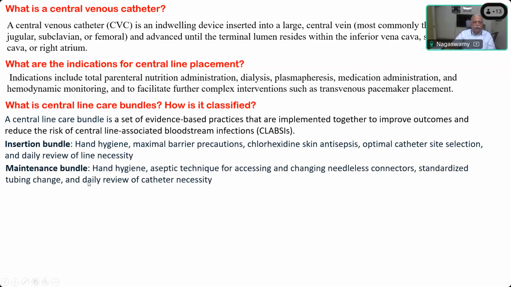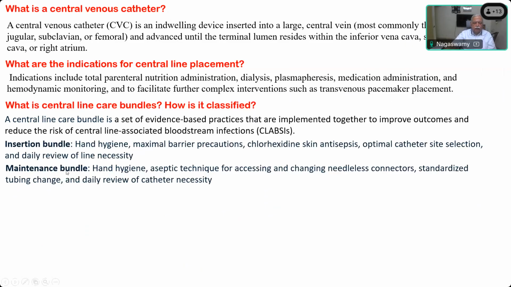Then there is a maintenance bundle, which again consists of every time when you handle the connections. As much as possible, you should follow maximum aseptic precautions, as during insertion. Similarly, after insertion, the handling should not be taken at a very light level. We should practice the same diligent antiseptic precautions while handling these catheters. But nowadays, you find the staff nurses in the ICU are very casual with changing the IV line or putting the cap, and it will be touching all over. All that casual attitude should never be done.